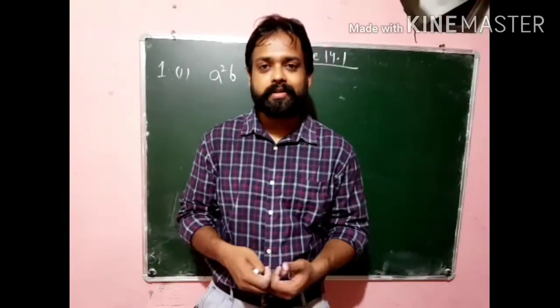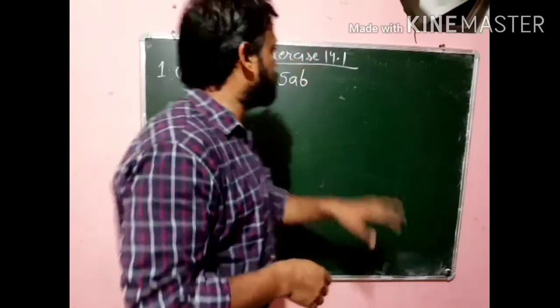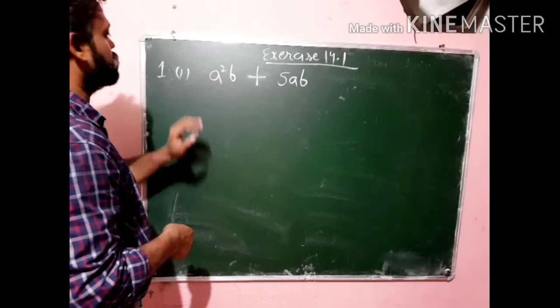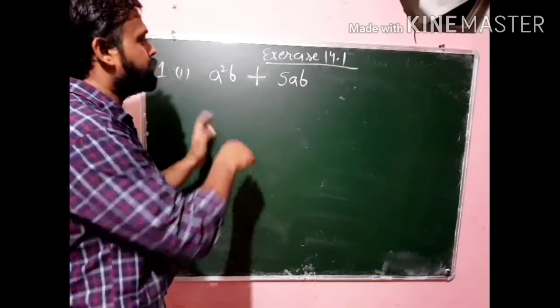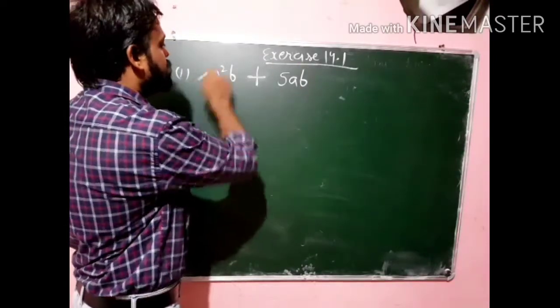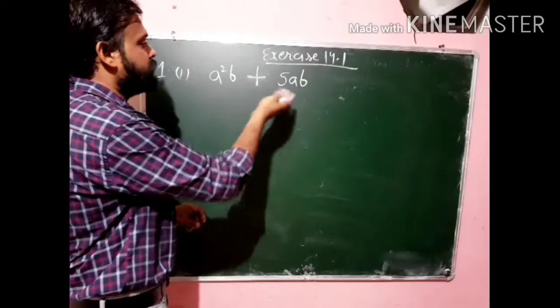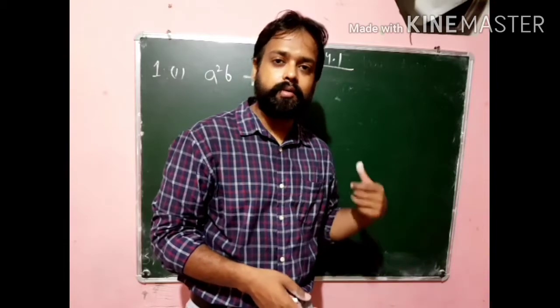Now see the first sum of exercise 14.1. This is exercise 14.1 and I am going to start its first sum, the first part of the first sum. See how we can find the factors of this algebraic expression. In this case two variables are used, a and b. Now follow the steps which I am going to solve here.